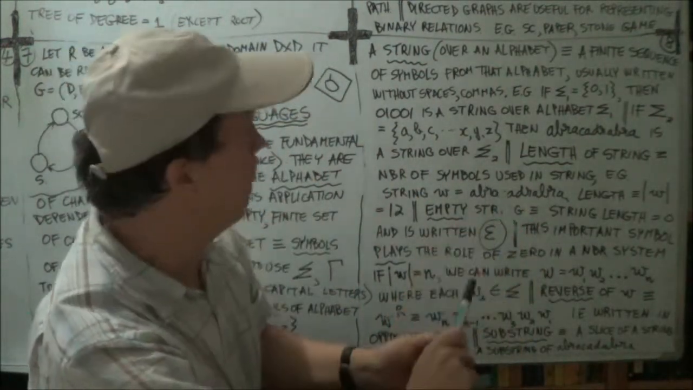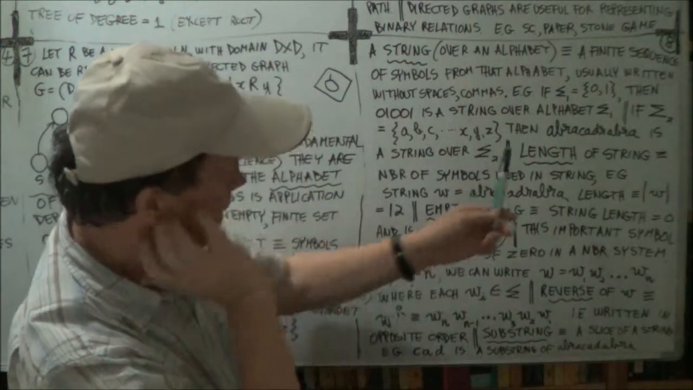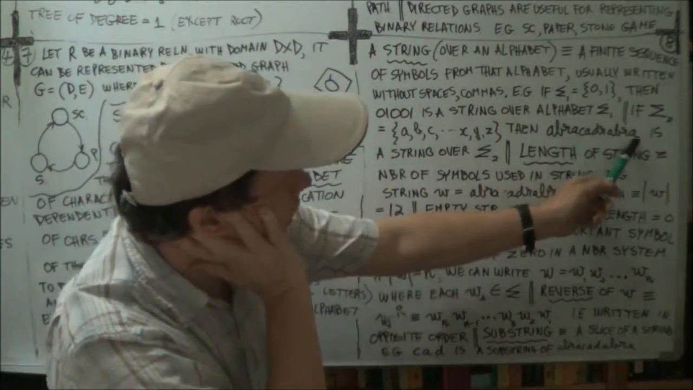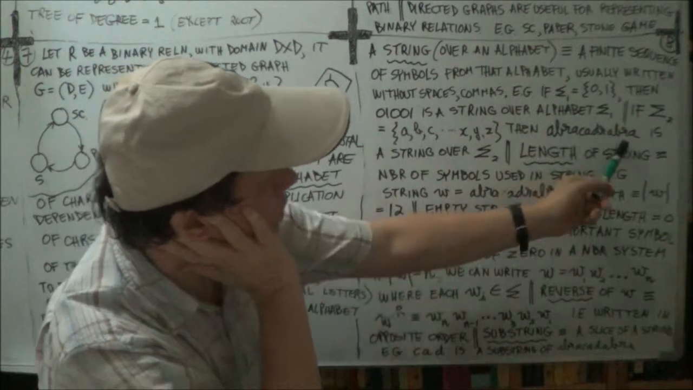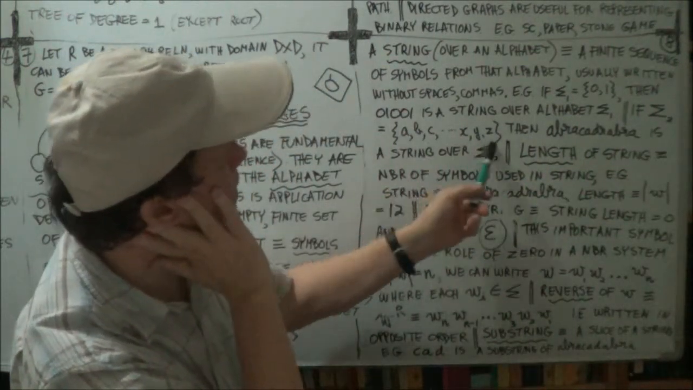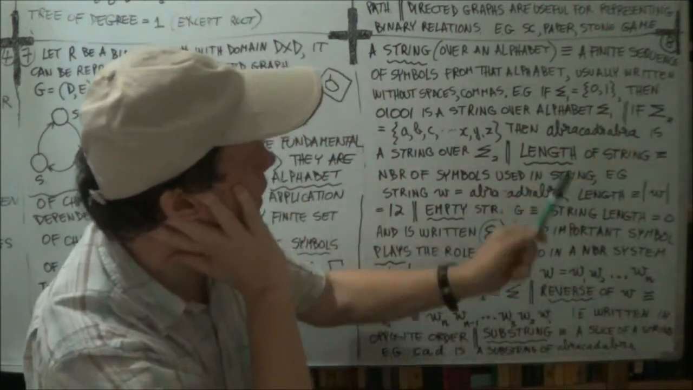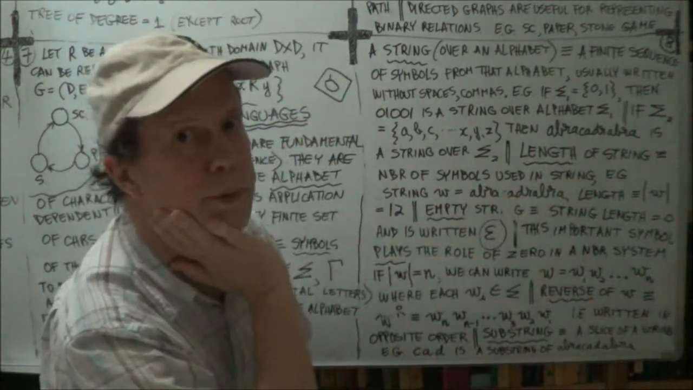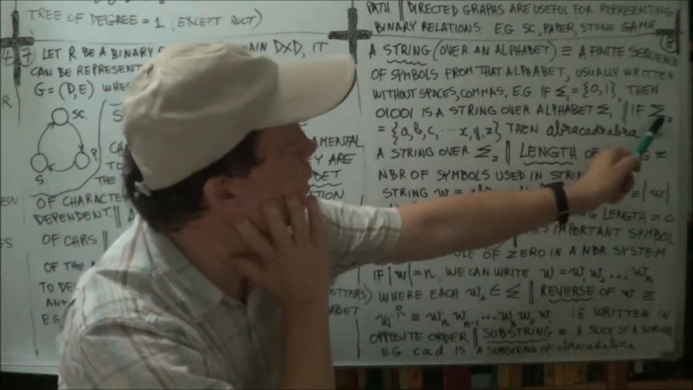Popular with kids. All right. So anyway, if you look at it, it's just a sequence of Roman letters from this alphabet, in other words, sigma 2. So that is an allowable string from this alphabet, from sigma 2.